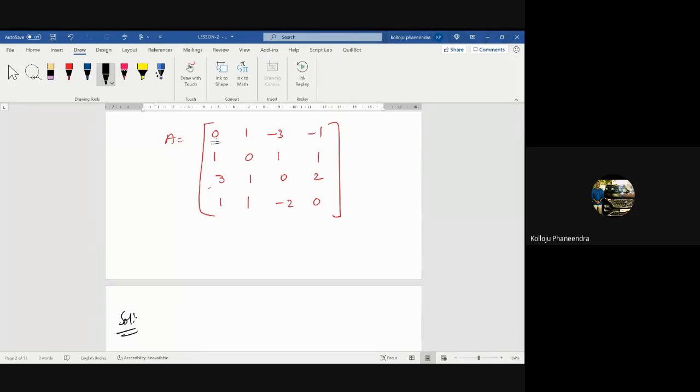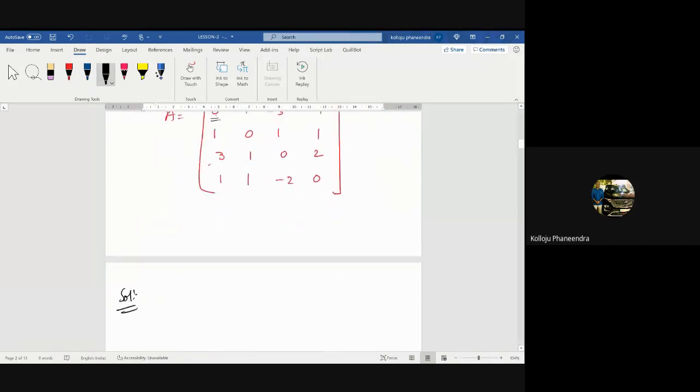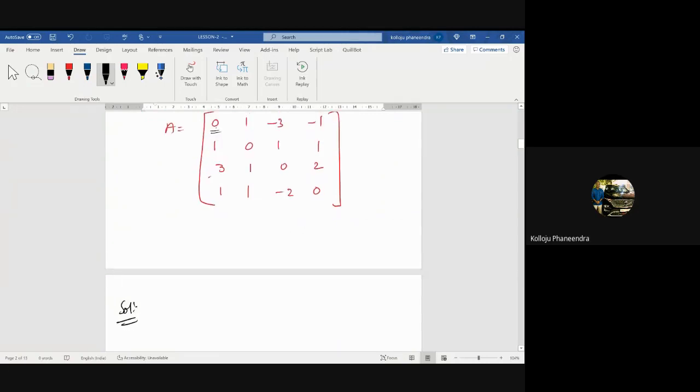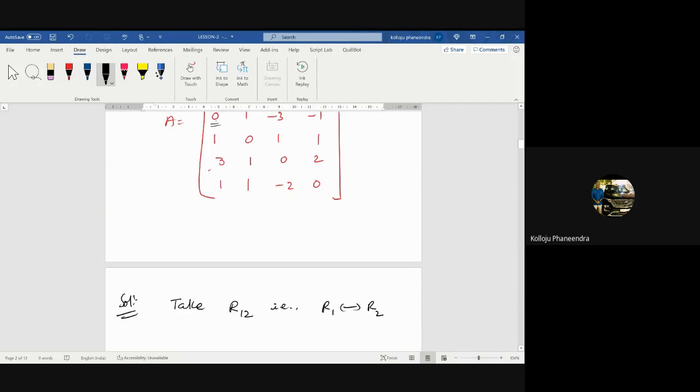Interchange of rows. One more important point from the last class on row operations: we can interchange any 2 rows. That is also an elementary transformation, a row transformation. That is called R12. R12 means R1 and R2, the first row and second row, are interchanged.